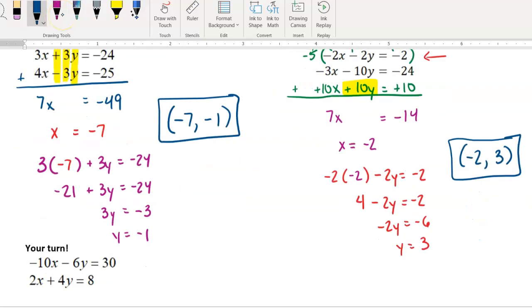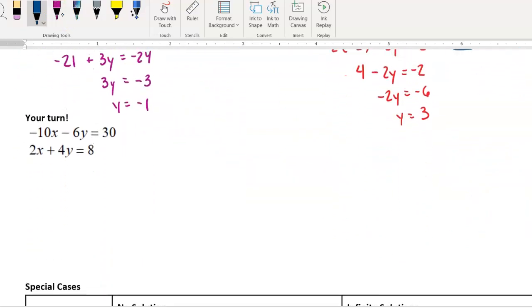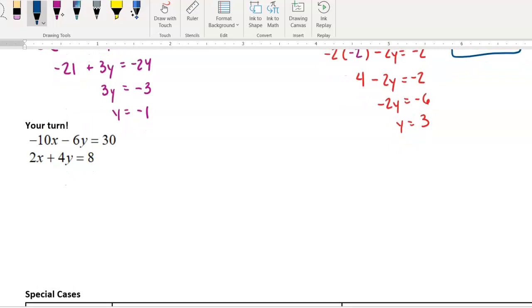So the one that you're going to do on your own, you're going to have to start by trying to figure out which variable you want to get rid of. Do you want to get rid of the x's? Do you want to get rid of the y's? To figure that out, look at the smallest term for your x and your smallest y. So here we have 2x, here we have 2x, here we have 4y. Those will be our smallest between the 2, 10, 6, and 4.